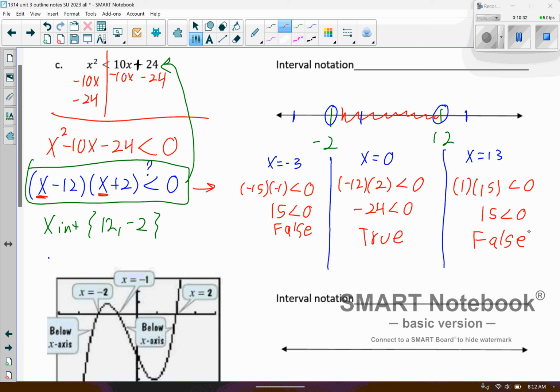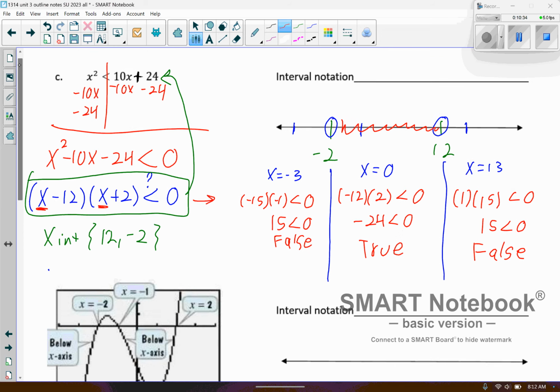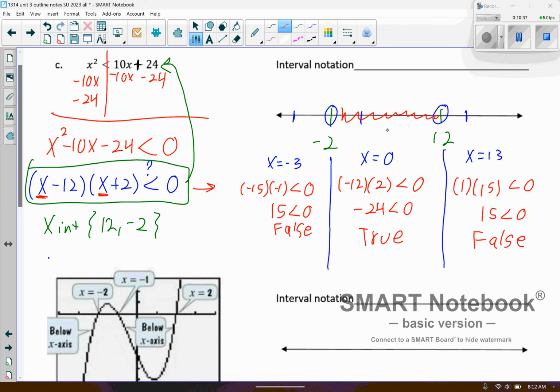So this one was very similar to the previous example. What would be different is that our endpoints are not included, so we're going to use parentheses from -2 to 12. So everything between those values, but we don't actually get to include the endpoints of -2 and 12.